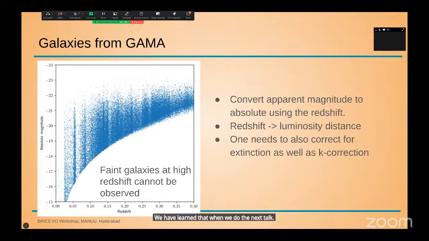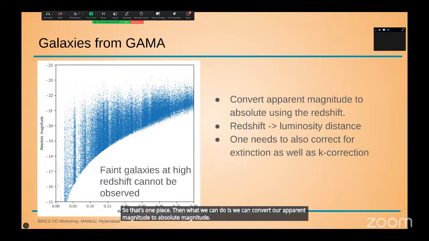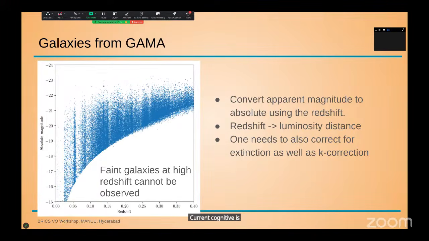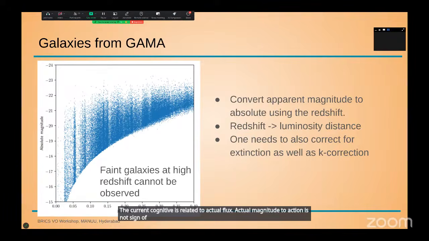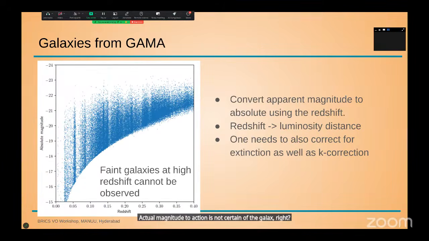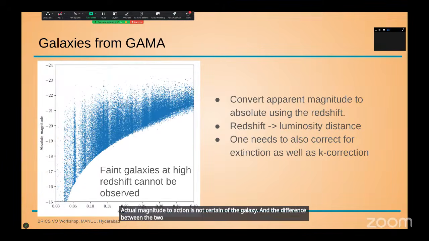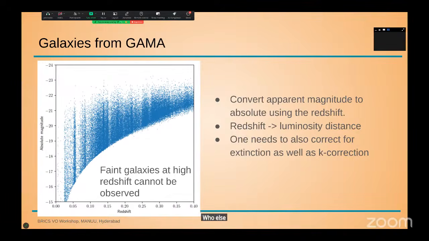Then we can convert our apparent magnitude to absolute magnitude. Apparent magnitude is related to actual flux, and absolute magnitude to the actual luminosity of the galaxy. The difference between the two is related to the luminosity distance. If you know the redshift and the cosmological model, you can get the luminosity distance. So we will get these luminosity distances and calculate the absolute magnitude.